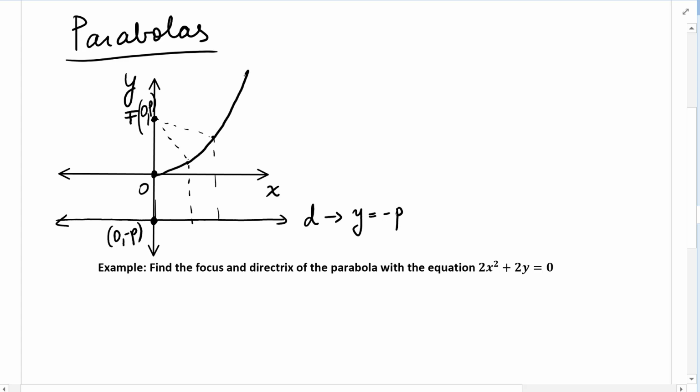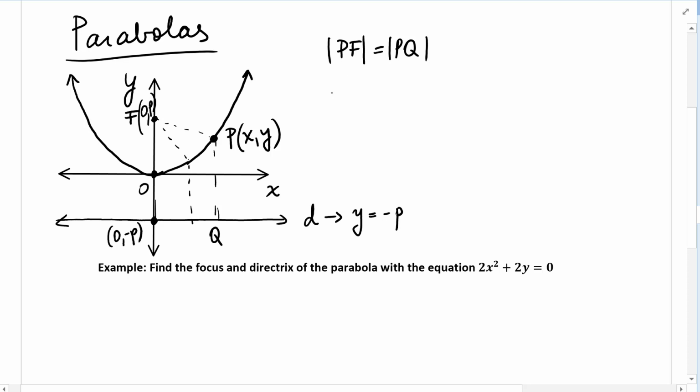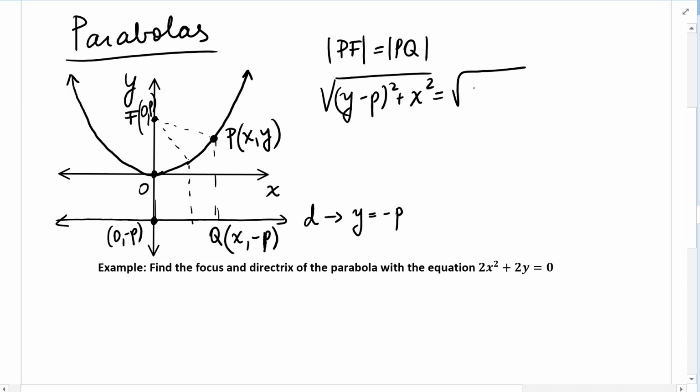So the graph that is produced by having a point P with coordinates (x, y), the distance from P to F is equal to the distance from P to Q, where Q is on the directrix. So PF, using the distance formula, is the square root of (y minus p) squared plus x squared. The distance PQ, let's say Q has coordinates (x, -p), so it's going to be x minus x, that's 0, and then (y plus p) squared.